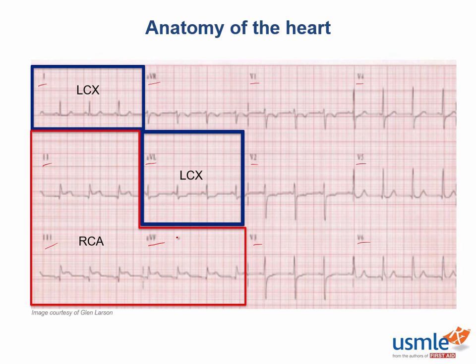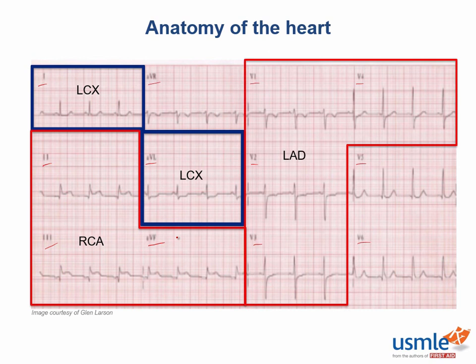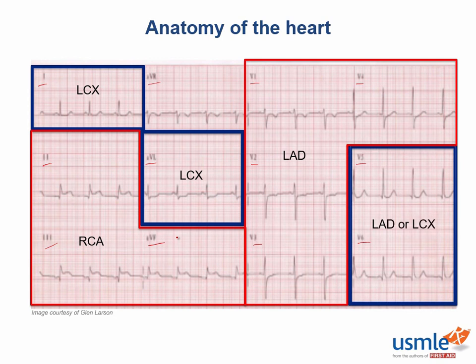For V1 through V4, you need to be thinking about the left anterior descending artery, and the anterior portions of the heart. And for V5 and V6, you also need to be thinking about the LAD, as well as the left circumflex, for the anterior lateral portions of the heart.